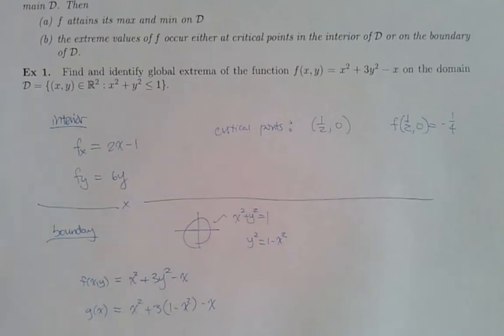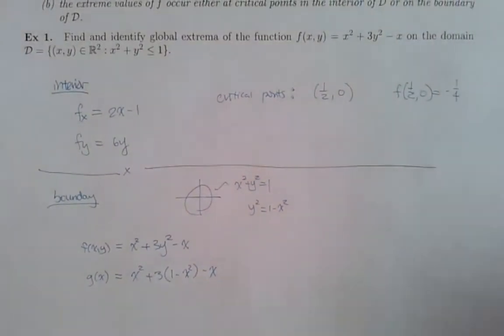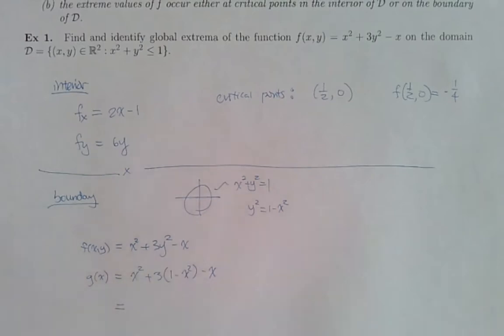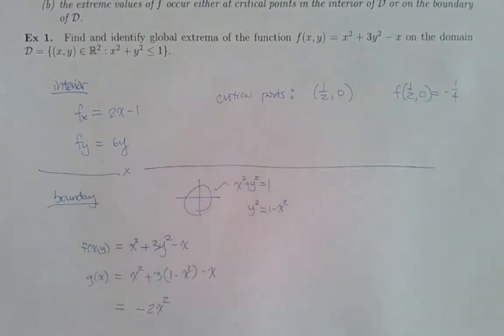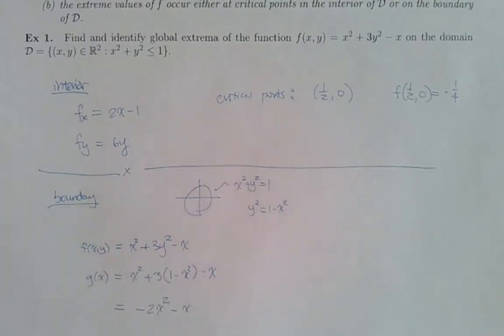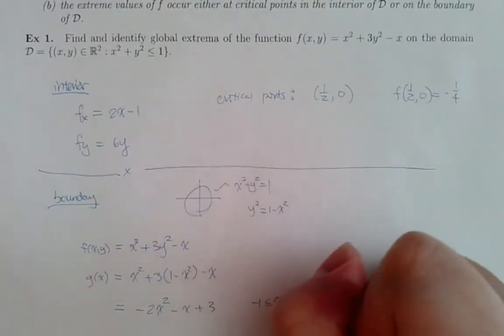I would like its value to be exactly the same as f of x comma y, and I would like to know what is the min and max of that. So let me clean this up a bit. So this is negative 2x squared minus x plus 3. And we also know that x is between -1 and 1.